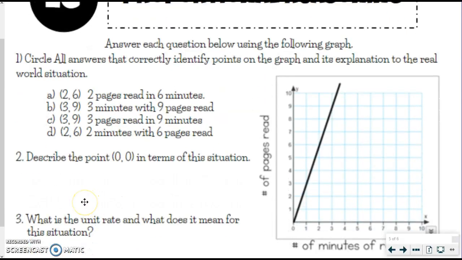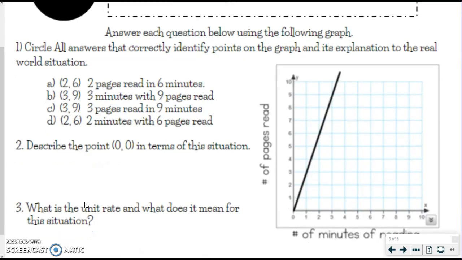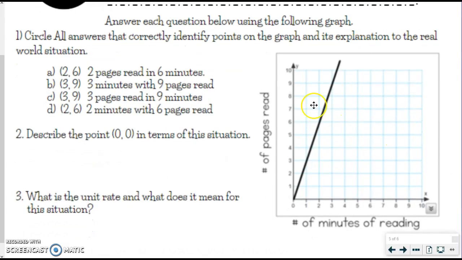We have: circle all answers that correctly identify points on the graph and its explanation to the real world situation. So be mindful, the point could be correct or not, but the explanation also would need to be correct for that point, okay? So we're just going to read through each one. Take a look at your graph, the x. It's always good to understand what your x and y axis represents. So the x represents number of minutes of reading versus y represents number of pages read.